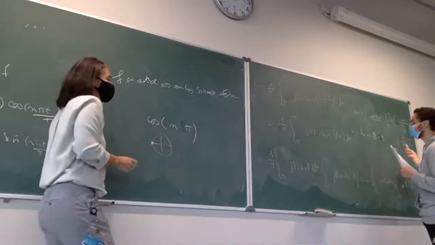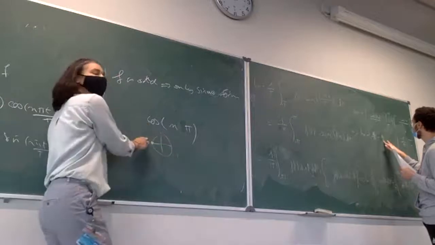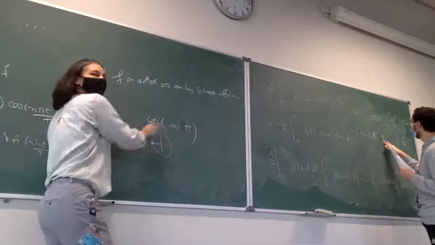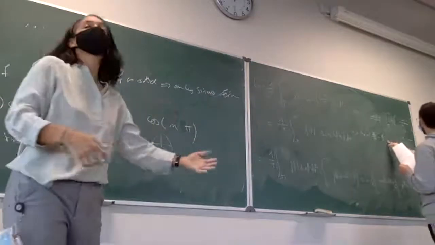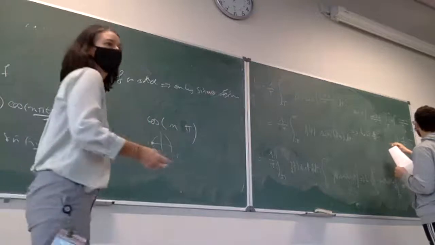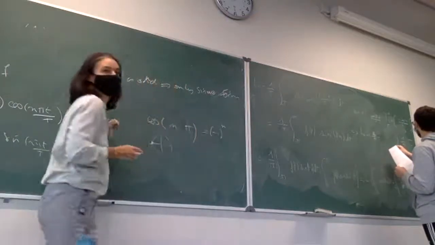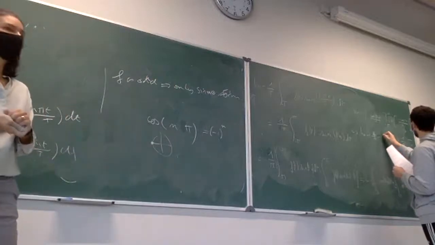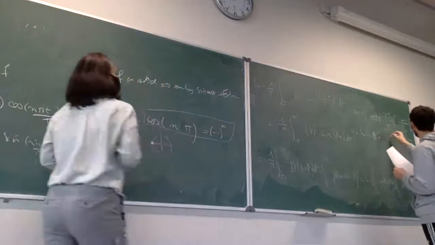-1. Okay? n is equal to 2, cosine of 2 pi, 1. 3 pi, -1. 4 pi, etc. So cosine of n pi is going to be -1 if n is odd and +1 if n is even, something we can write as (-1) to the n. That's the kind of value you have to be able to use now.